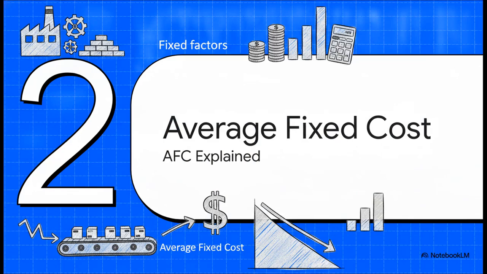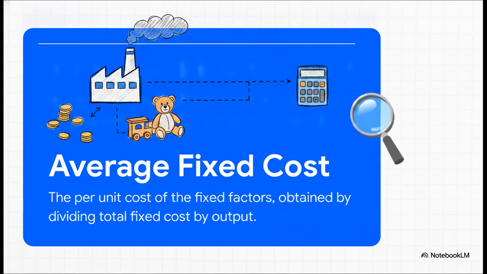Moving right along to Section 2, average fixed cost. Now that we've got fixed and variable factors down, let's look at our first specific per unit cost concept, average fixed cost, or AFC. Simply put, this is the per unit cost of those fixed factors, and you calculate it by dividing your total fixed cost by your total output units.